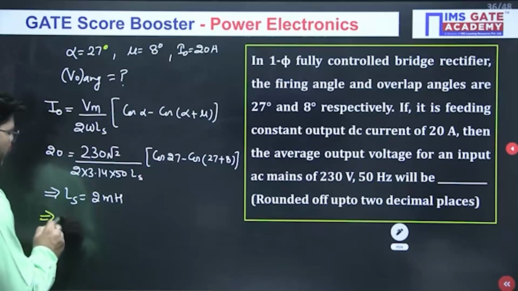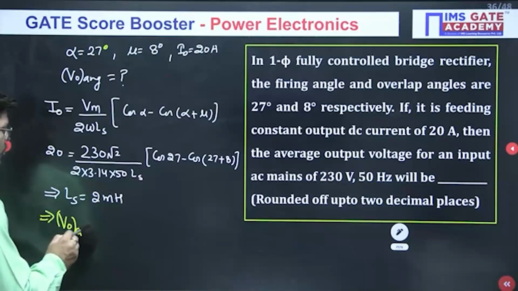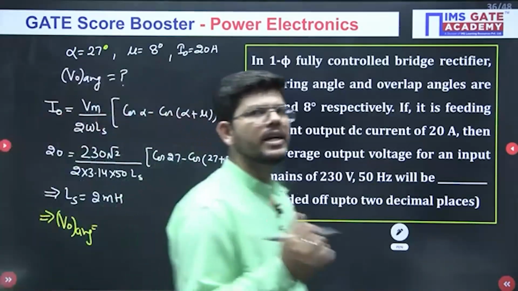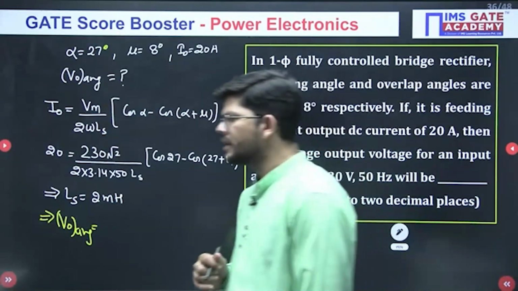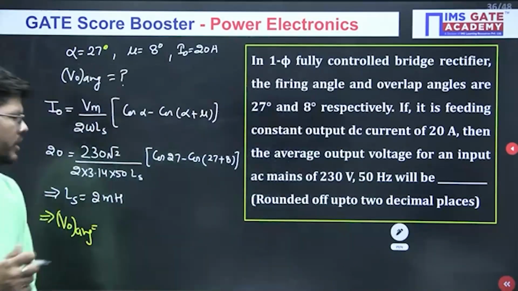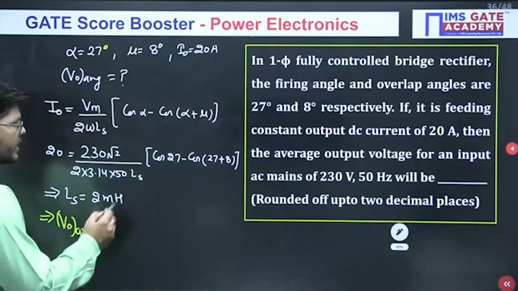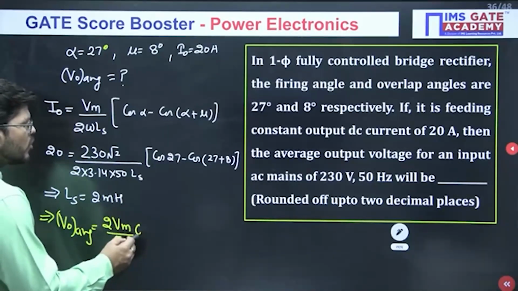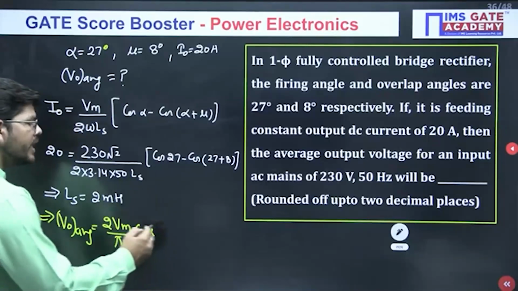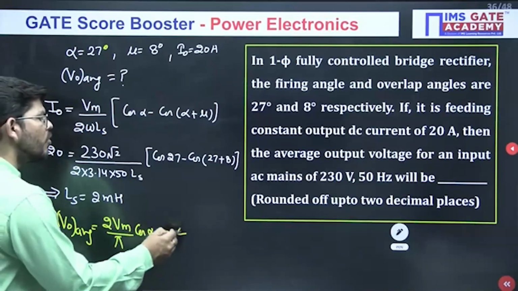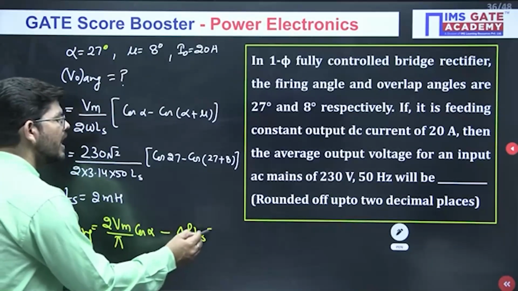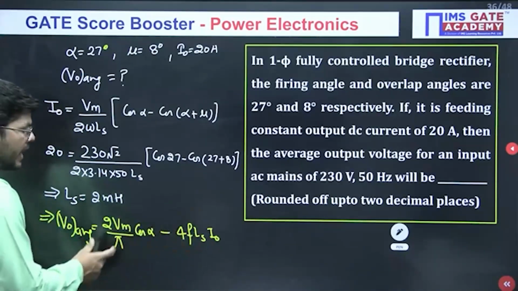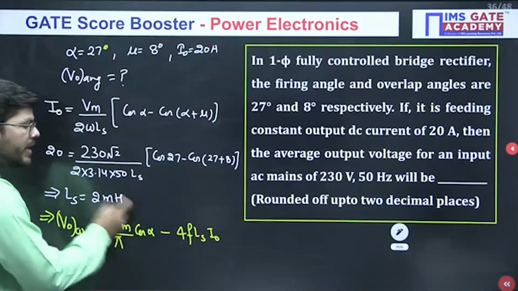Now just see the new V naught average. Whenever source inductance is there, there will be a net reduction in the output voltage. Earlier, what was the voltage in a single phase full converter? It has to be 2 Vm by pi cos alpha. The reduction in a single phase full converter is 4f Ls I naught. If it is a three-phase converter, this will be 6 f Ls I naught, and here you will be writing 3 VmL upon pi cos alpha.